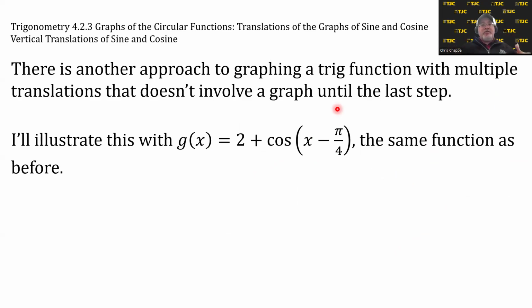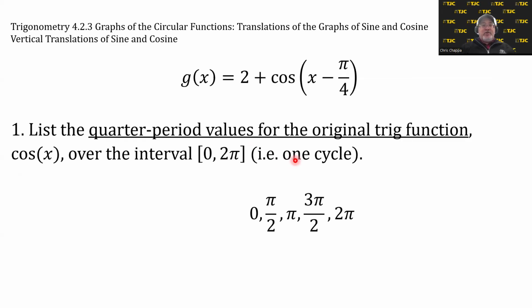Now, there is another approach to graphing a trig function with multiple translations that doesn't involve a graph until the last step. I'll illustrate it. I'll go ahead and tell you now, not my preference. I'll illustrate it with the function we did before. Here's the other approach. First, you list the quarter period values of the original trig function, in this case cosine, over one cycle from 0 to 2 pi. The original quarter period values of cosine are 0, pi over 2, pi, 3 pi over 2, and 2 pi.